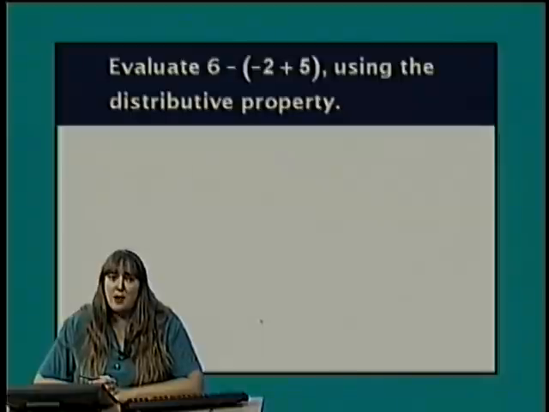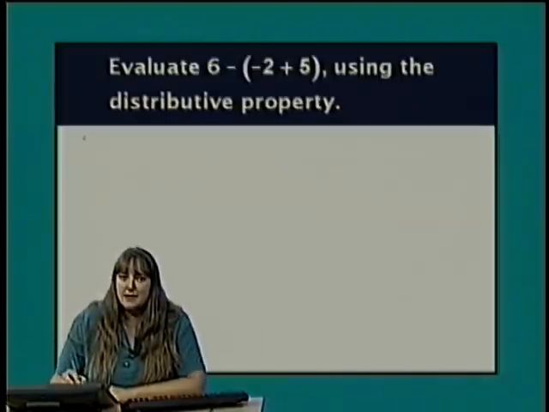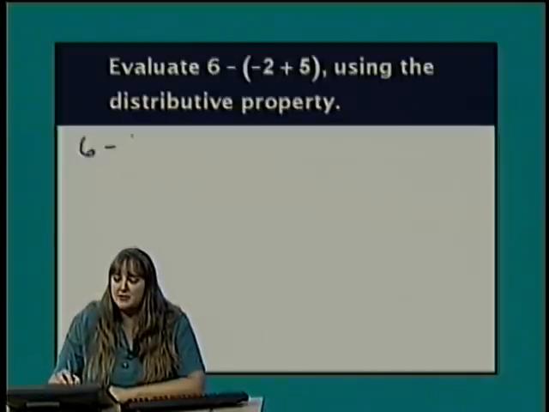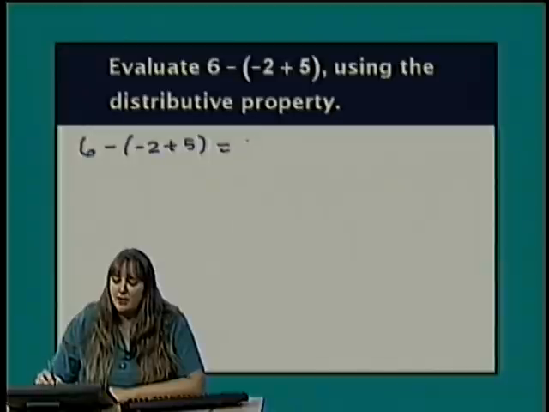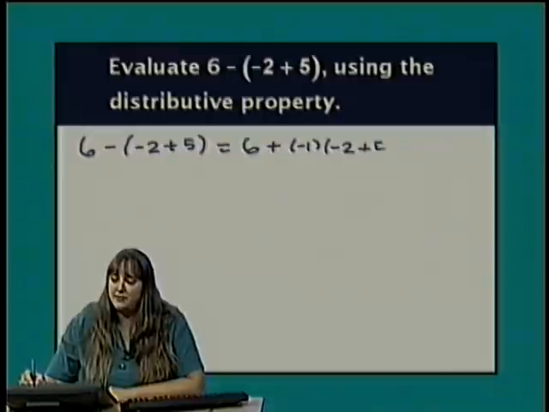Let's do one more problem using the distributive property. This time I have 6 minus the quantity negative 2 plus 5. Rewriting this as an addition problem, I would have 6 plus negative 1 times the quantity negative 2 plus 5.